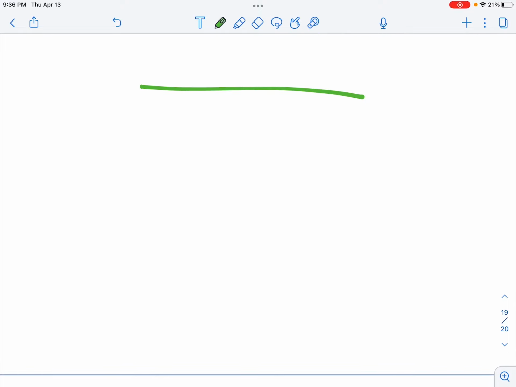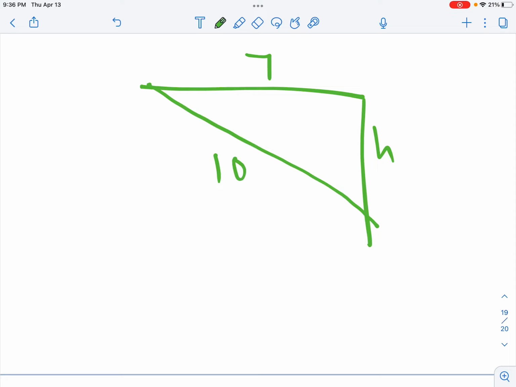I'm going to draw this like this, and we're going to say this is 7, and this is 10, and this is h. Now, I did this intentionally to confuse you. What you have to remember for the Pythagorean theorem is it's leg squared plus leg squared is equal to hypotenuse squared. How do you find the hypotenuse? It's the length directly opposite that right angle.